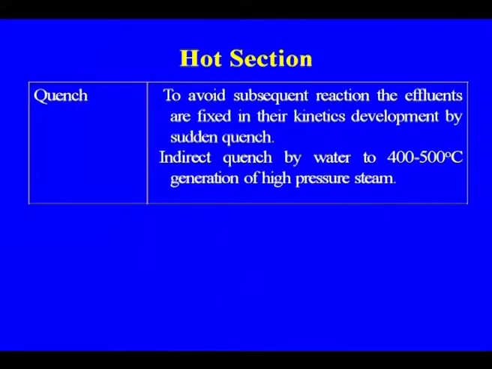Quenching is very important. As I told you, if the temperature goes high, the chance of coke formation will be more. To avoid subsequent reactions, the reaction has to be stopped immediately after cracking, and this is the reason we are now going for a shorter residence time in the furnace. To avoid subsequent reactions, the effluents are fixed in their kinetics development by sudden indirect quench by water to 400-500 centigrade, and the steam we generate is used in the system. This indirect quench is very important in the cracking plant, because in the transfer line, if more and more coke forms, the run length will be reduced.